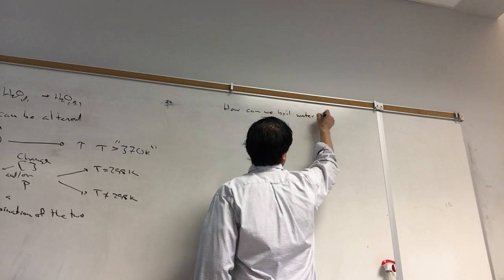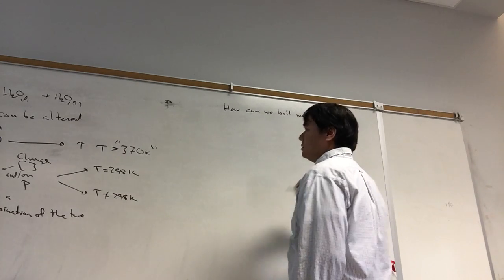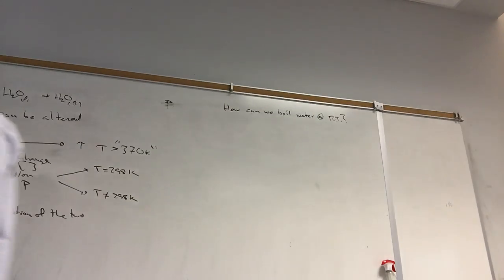at room temperature? You probably already know the answer to this. How can you boil water at room temperature? You change the pressure, right? We just make sure the vapor pressure of water at room temperature is like 25 millimeters of mercury. If we make the atmospheric pressure 25 millimeters of mercury, then the vapor pressure of water equals the atmospheric pressure and we get boiling.